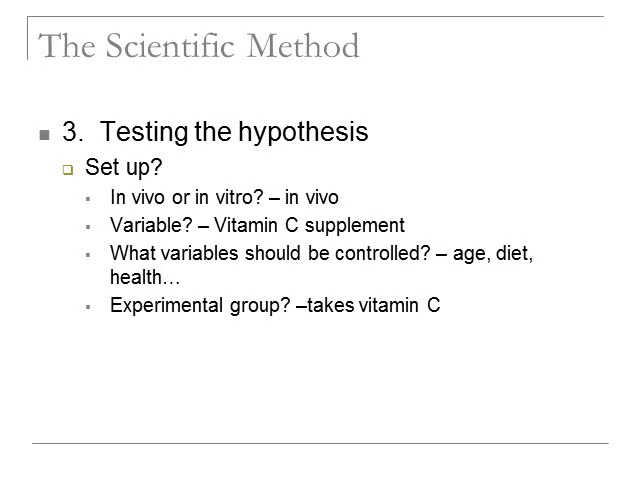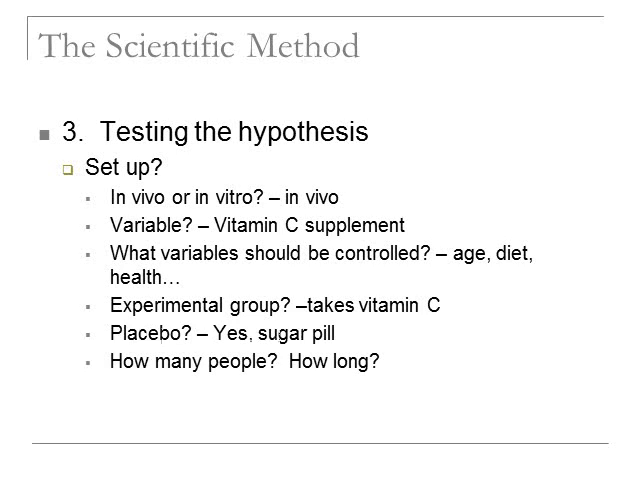We've got our experimental group that takes the vitamin C, which means then that our control group is the one that takes the sugar pill. And here is a good example of where we could use a placebo. You can't use it with every single experiment, but here you could use a placebo. You could think about how many people and how long you want to do this experiment for.